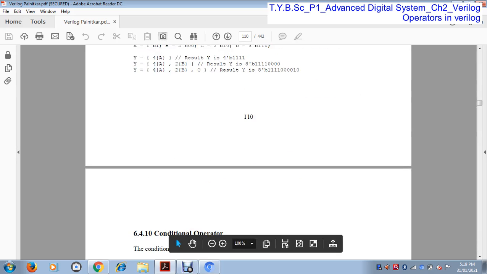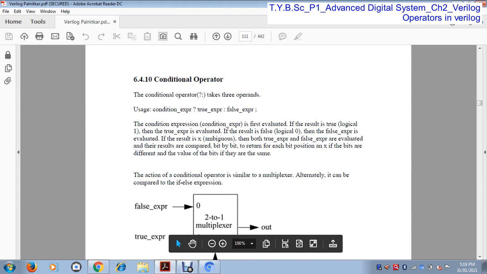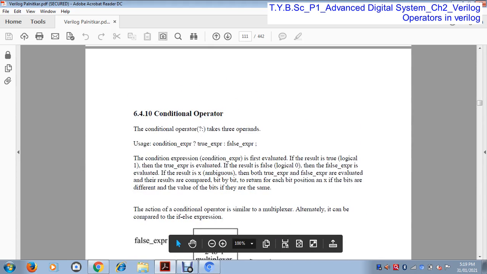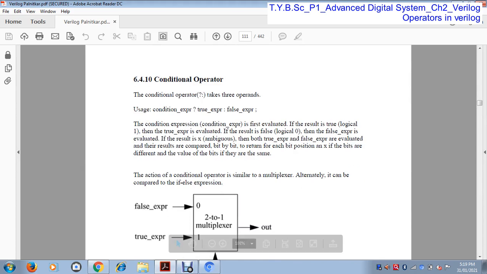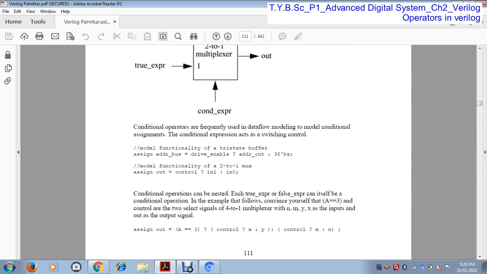And the last operator is the conditional operator. So we know the conditions. The condition is either true or false. So for this purpose we use these operators.